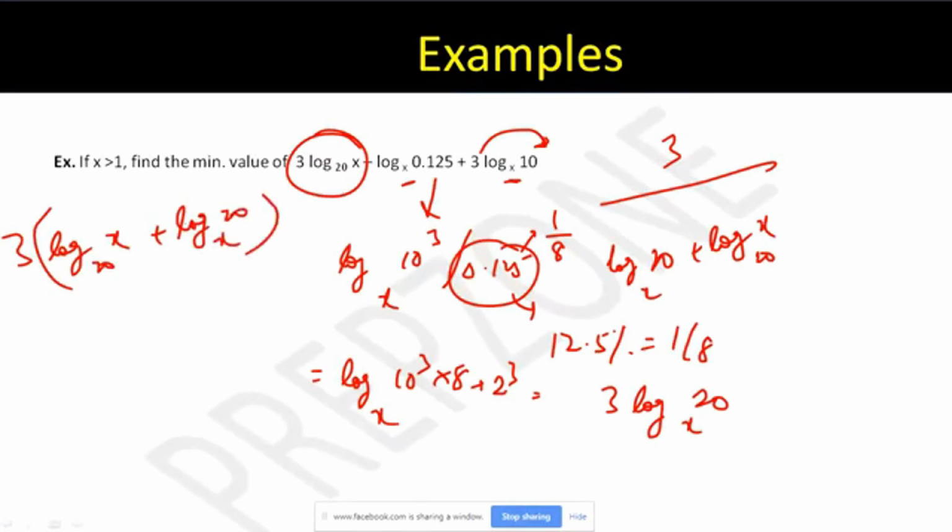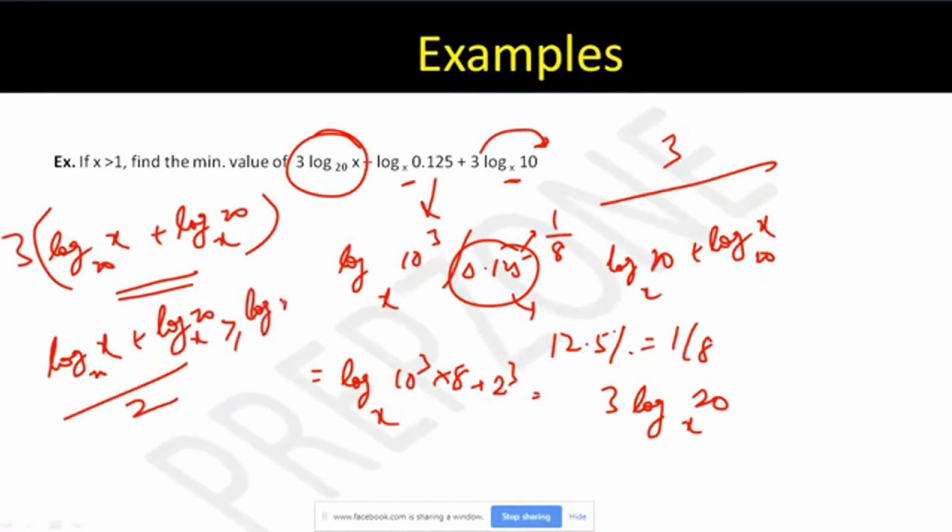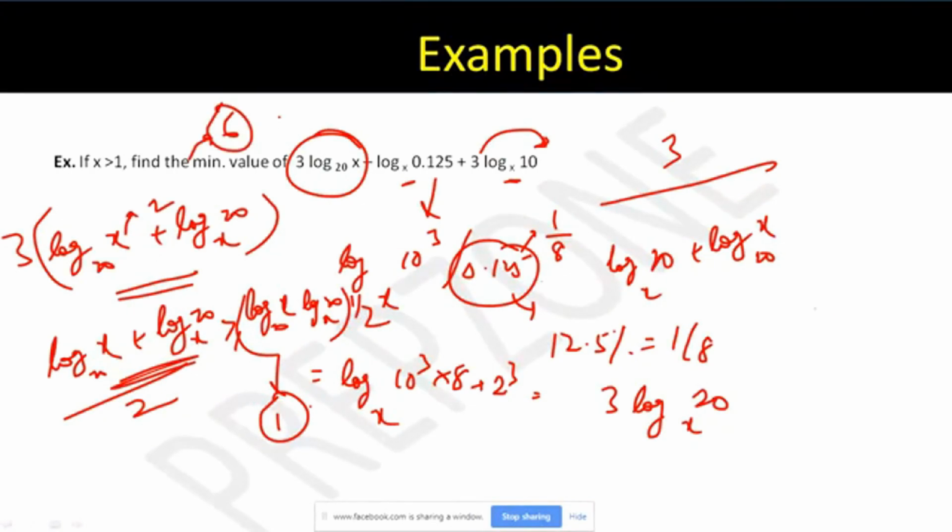Simple guys, I know that if I multiply, everything will cancel. So I'll apply a greater than equals to gm. So log x to the base 20 plus log 20 to the base x by 2. This is arithmetic mean, greater than equals to gm, to the power 1 by 2. This is 1. So what's the final value of this? 2. So this is 2. What will be the minimum value of the expression? 3 into 2, which is 6.